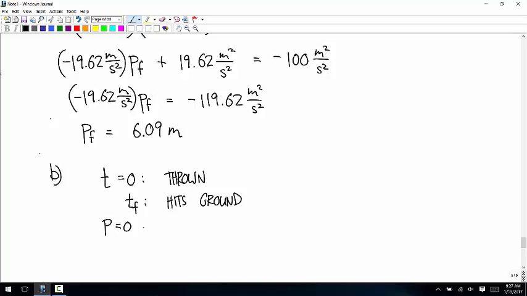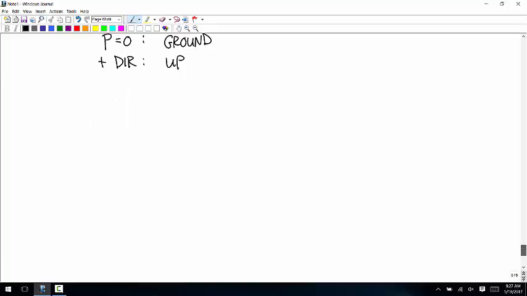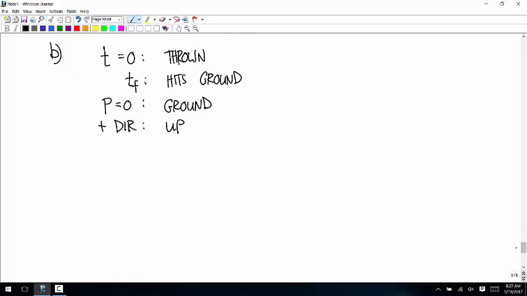Position equals 0. Let's still call that the ground, and the positive direction we'll always call up for free fall. Let's think about what we know and what we want. These are going to be different now because our time final is a different instant. The position and velocity at that instant are going to be different than they were in part A.